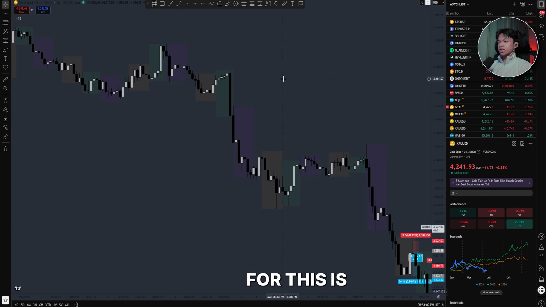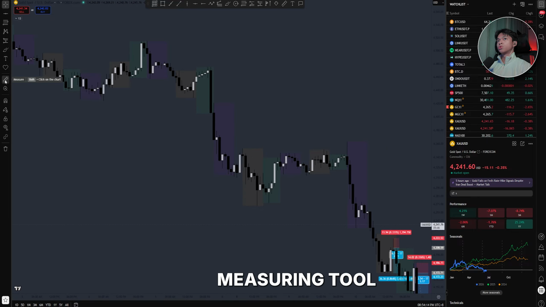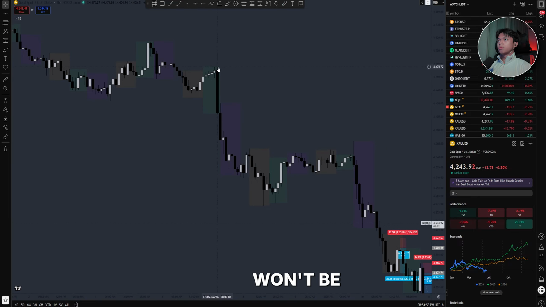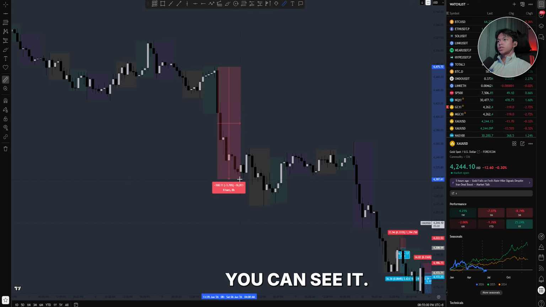And the secret for this is, how do you know that the market is actually bearish? Well, what you do is you want to be grabbing this measuring tool right here. Now, I want you guys to understand that you want to be marking your highs all the way to the lows, and you can see that it took pretty much 8 hours for this big impulse to the downside.